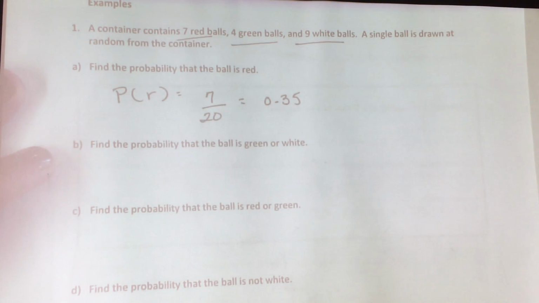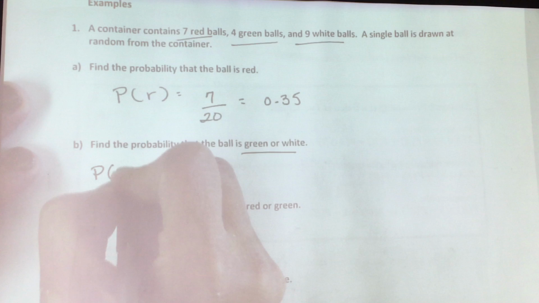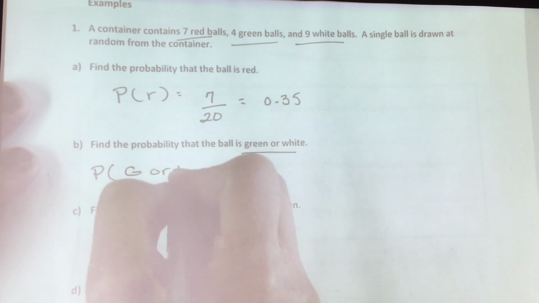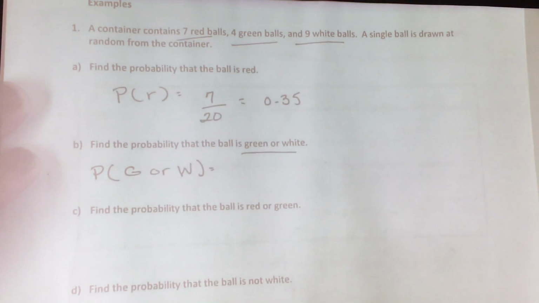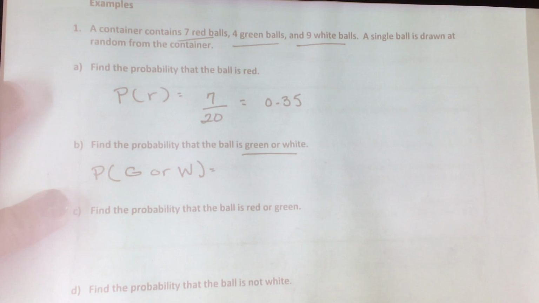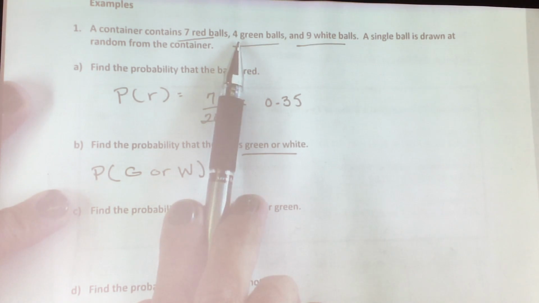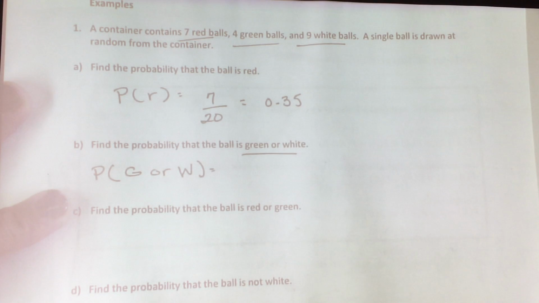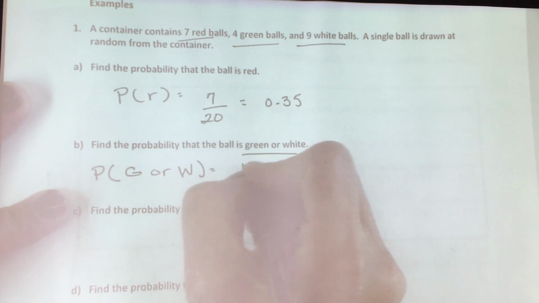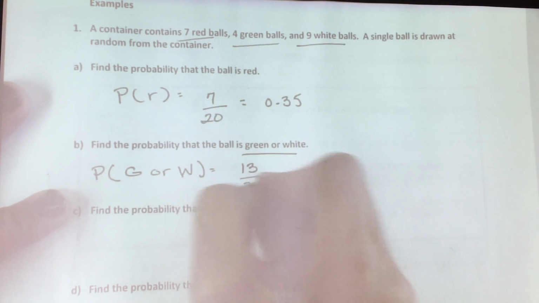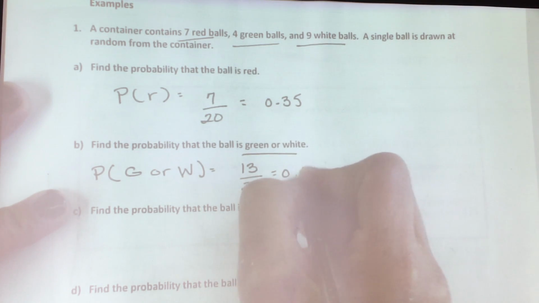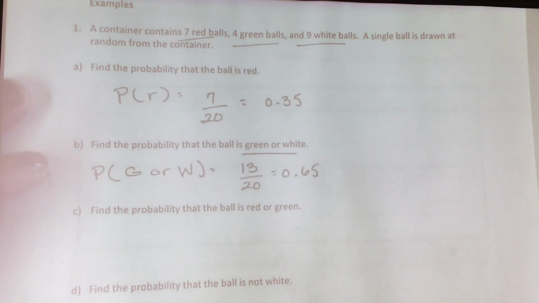Letter B, find the probability that the ball is green or white. So the probability that the ball is green or white. So green or white, you have 4 green and 9 white. 4 plus 9 is 13 out of 20, which is 0.65.